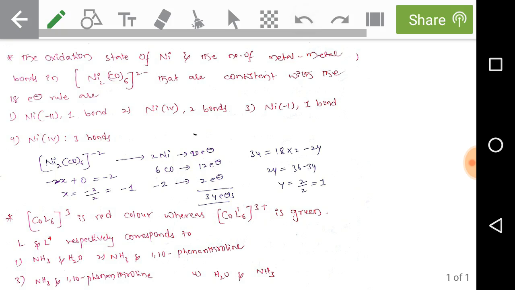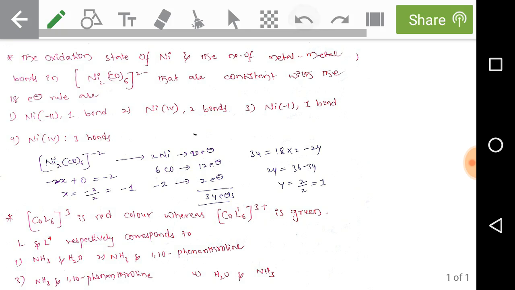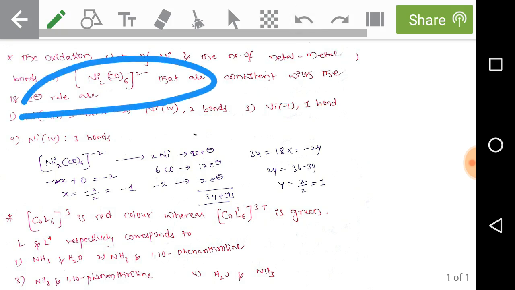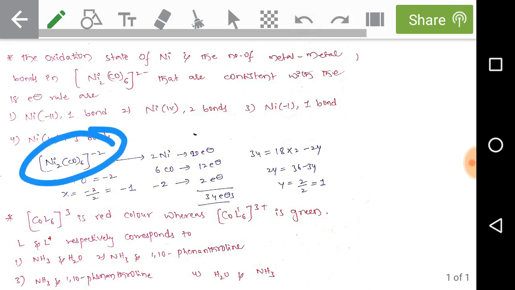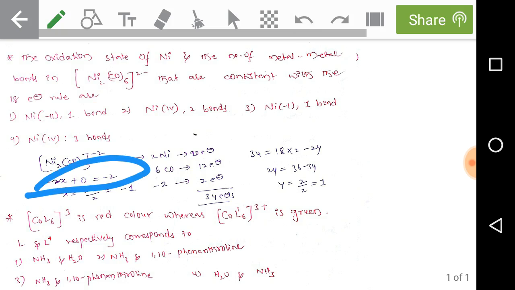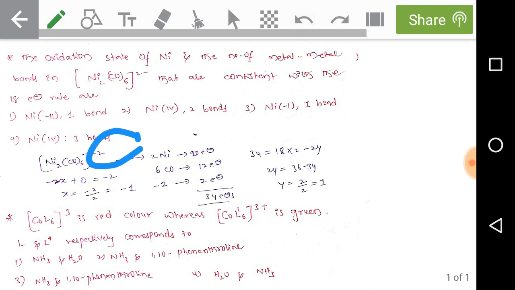And next one, the oxidation state of nickel and the number of metal-metal bonds in the nickel complex. Here we have a nickel dimer that is consistent with the 18 electron rule. First we need to find the oxidation state on nickel. We consider it as X, and here we have 2 nickel, so 2X plus 0, because each carbonyl ligand contributes 0, that means it is neutral, and the total charge is -2. So from that we can get X is equal to -1.